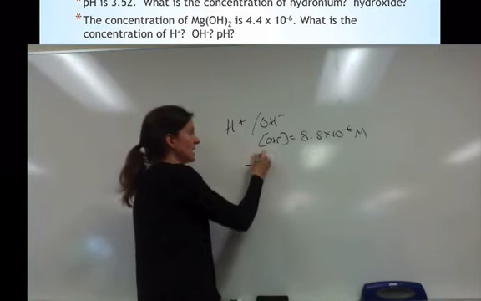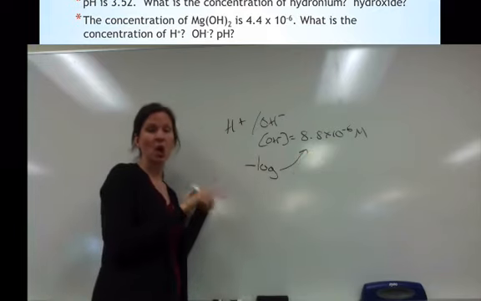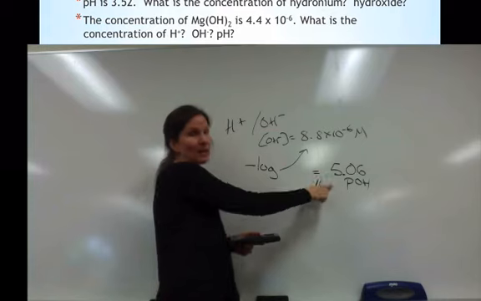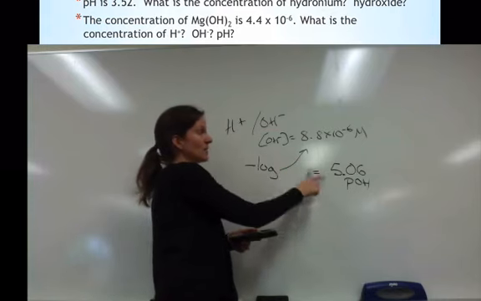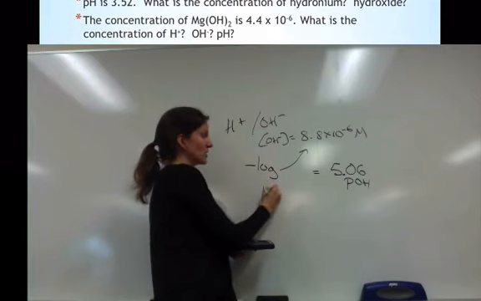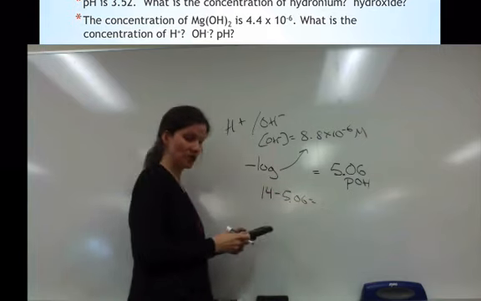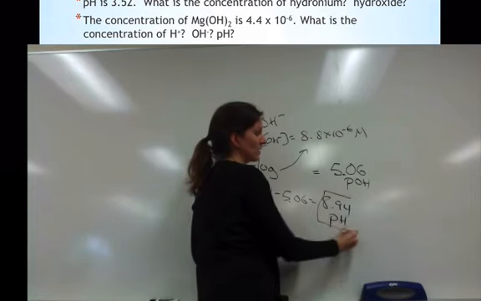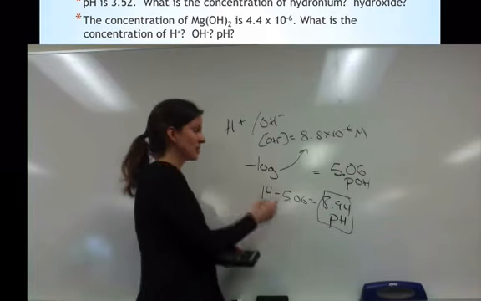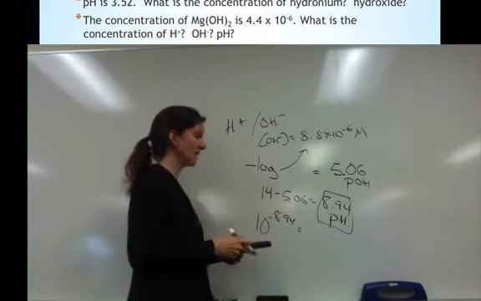If I take the negative log of this number, that will get me pOH. So if I take the negative log of any concentration, I can get a p. Since this is OH, I'm going to get pOH. To get pH, then, I'm going to go 14 minus pOH, and that'll get me pH. So that's my pH. That's one of the questions I was asked. And then what's my concentration of H? Well, 10 to the negative pH will get me H plus.